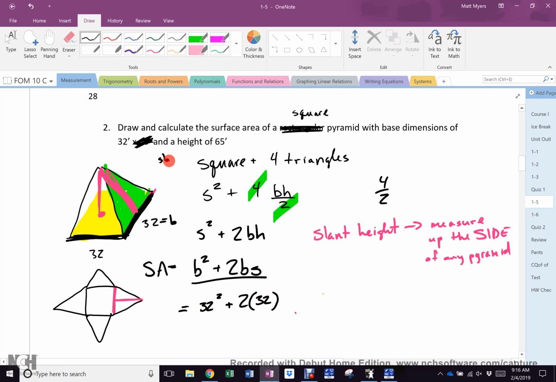What did I give you? If I wrote the word slant right there, what number would I put right here? 65. But if slant wasn't written there, do I know this? No. But I know this is 65, right? So I have this triangle, 65. How far is this? Half, which is what? 16. And then what would I use to find the third side? The thing you were taught in grade 6.